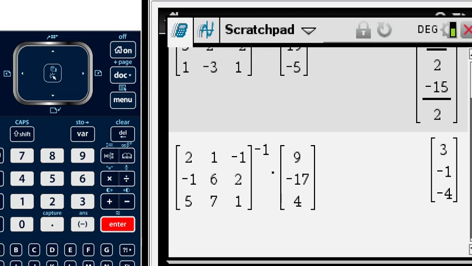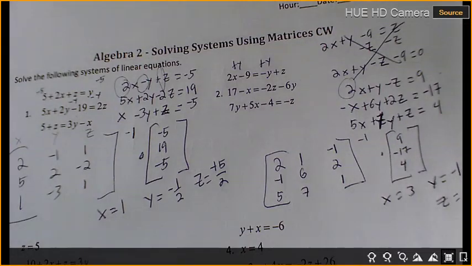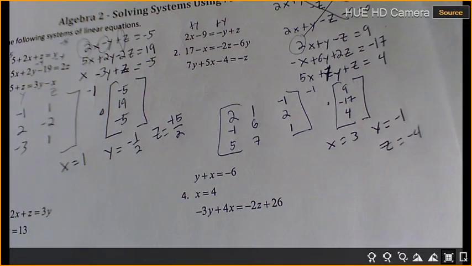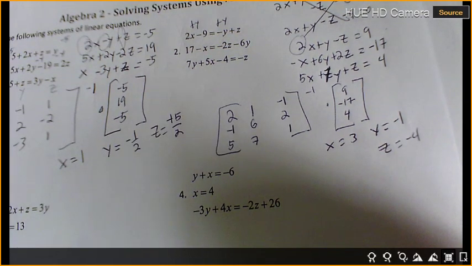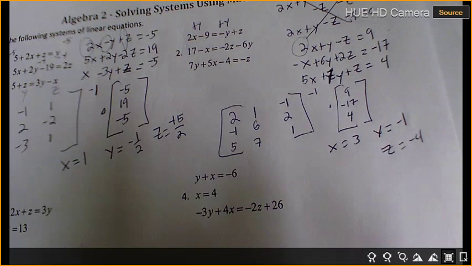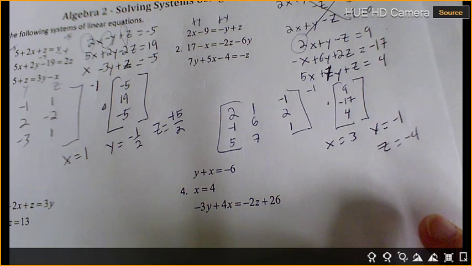Okay, so my answer is x equals 3, y equals -1, and z equals -4. Okay? So I'm going to go back to my paper, and that's what I write down. 3, -1, -4. We're going to skip 3 and 4. I'm going to have you work on those on your own in just a second, since the issue is putting them in the right order.